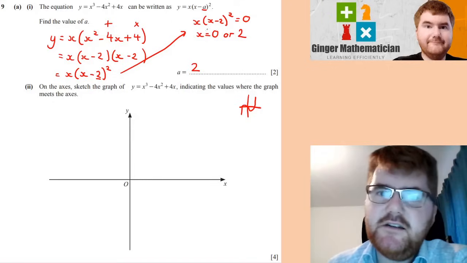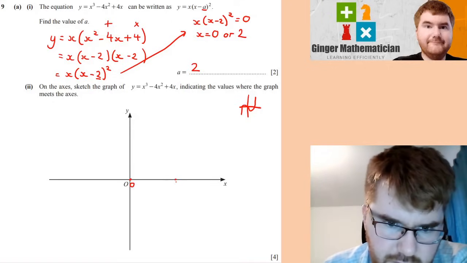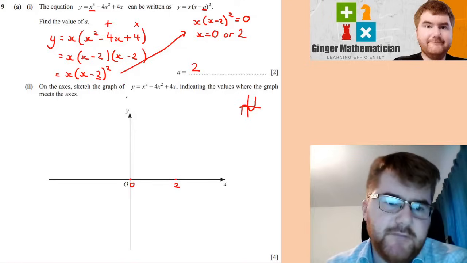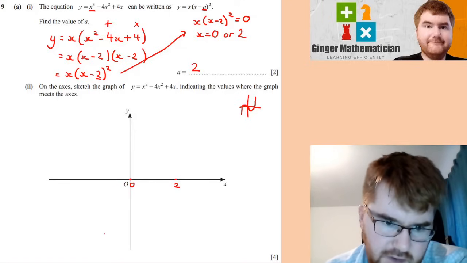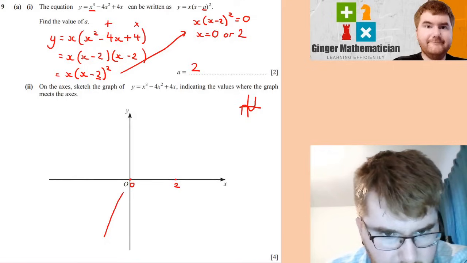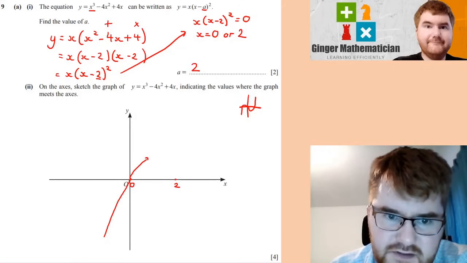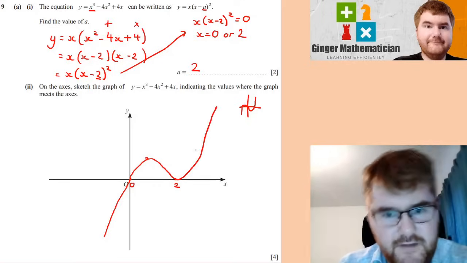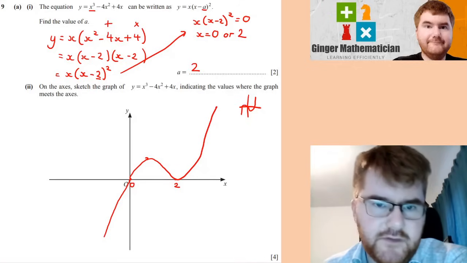So let's mark in those points. We've got 0 here and 2 over here. We have a positive cubic. Notice this is an x cubed. And so we've got all the information we need to draw a good sketch. So watch carefully. We're going to go up, up, up, up, up, up, up. We go through the point, and this is the crucial part. Because the 2 is a repeated root, we're just going to touch the graph there, and then we go off. That's a little bit of a bend there. Try and make sure that's a nice smooth curve as well.